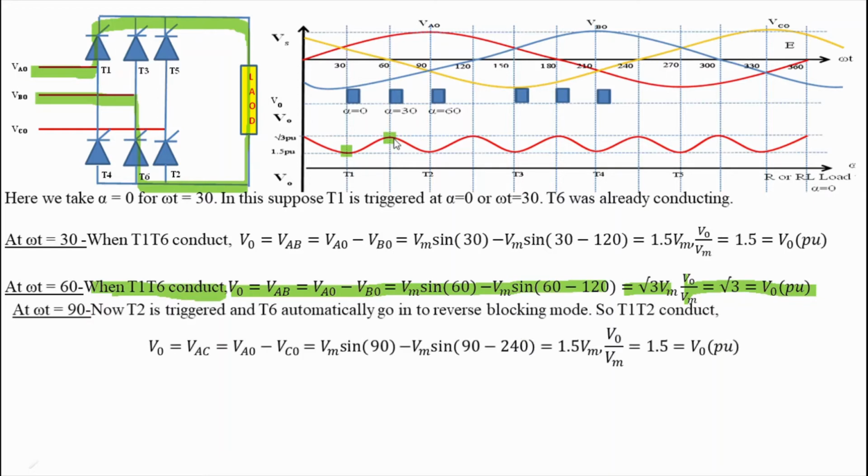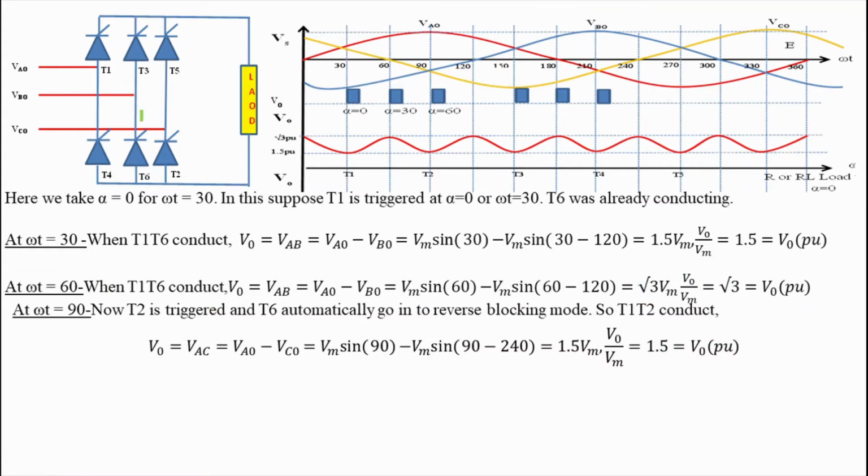Now at omega t equals 90 degree, we will trigger the thyristor T2. I already told you that at omega t equals 90 degree, we will trigger the thyristor T2. So when we trigger the thyristor T2, then T6 will automatically go into reverse blocking mode. Now after omega t equals 90 degree, T1 and T2 will conduct. So when T1 and T2 conduct, then what we will get?